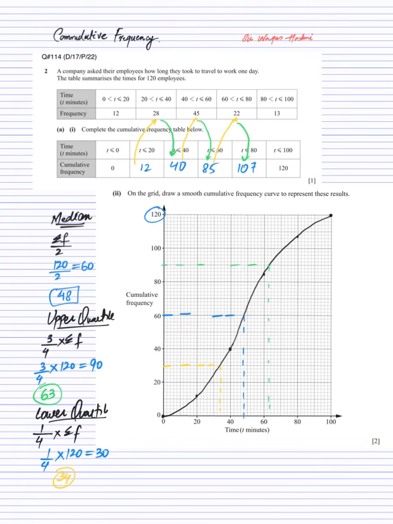And now we need to find the interquartile range. So the interquartile range is basically what? It's the upper quartile, that is Q3, minus the lower quartile, that is Q1. So the upper quartile value is 63 minus the lower quartile value of 34. So the interquartile range is 29, and that is your answer.